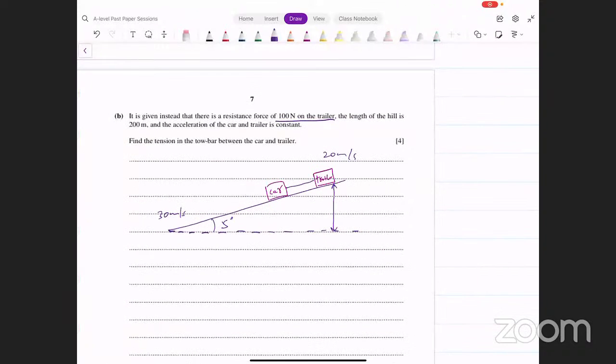There's a resistance of 100 Newton on the trailer. अच्छा देखें कहाँ पे मूव करें. They're moving down the hill. Resistance कहाँ पे लगेगी? इसको अपोज करेगी. ये आपकी इसकी रेजिस्टेंस है. इसकी वैल्यू कितनी है? 100 न्यूटन. ये इसकी रेजिस्टेंस है.